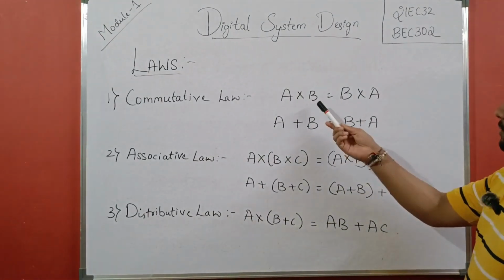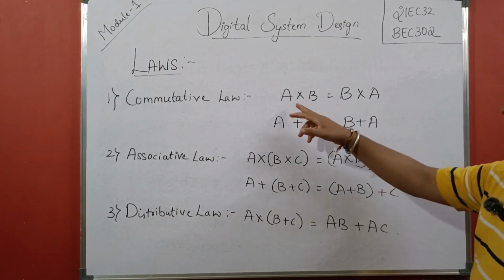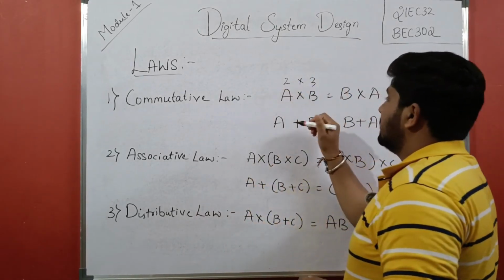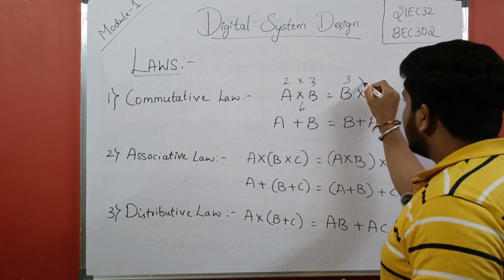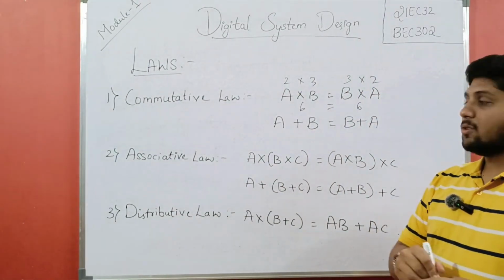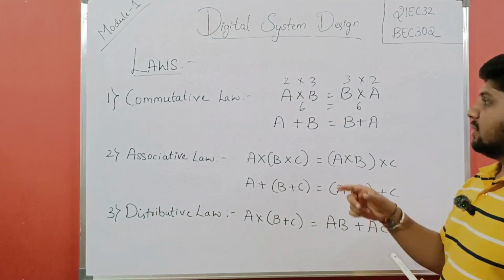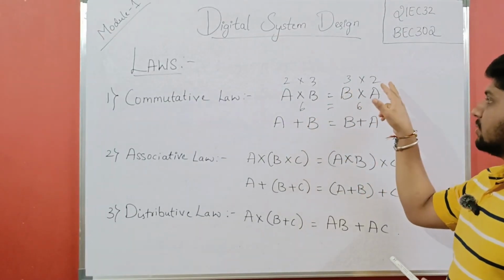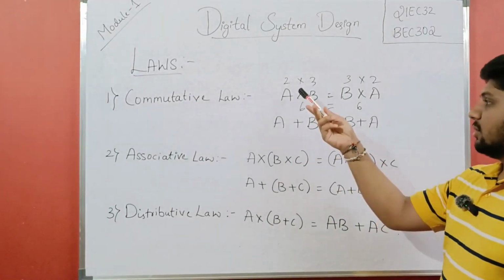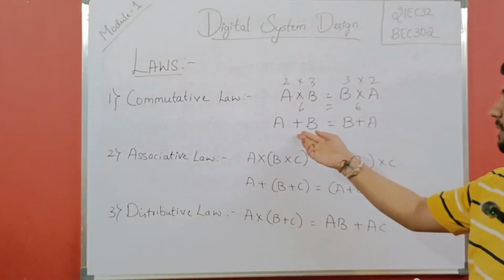As you can see, A into B is equal to B into A, and A plus B is equal to B plus A. Let's take an example: A can be 2 and B could be 3. So 2 3s are 6, and 3 into 2 is also 6. What does this law say? Irrespective of the position of a number, the answer you will get is the same. It's the same for addition as well. You can also try A equal to 2 and B equal to 3, and you'll get the same answer, 5 and 5.